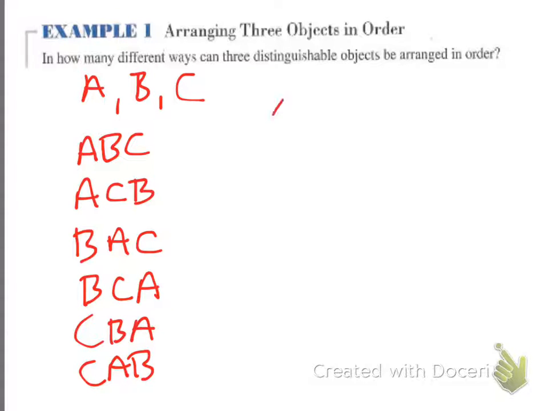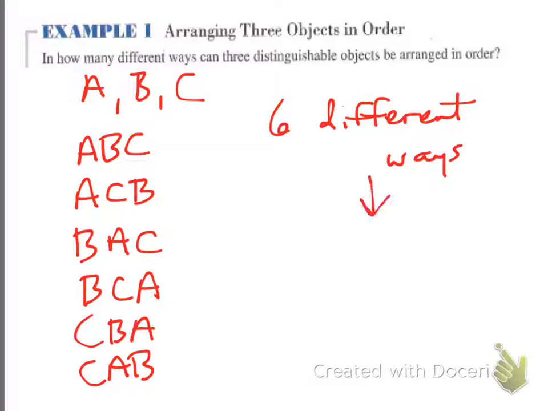So the answer is there are 6 different ways. Now, the way you might think of it, and if you remember this, that's great, is the same thing as 3 times 2 times 1. So, how many choices are there for the first object? 3. How many choices are there for the second object? 2. How many choices are there for the third object? 1. And then you multiply those together.